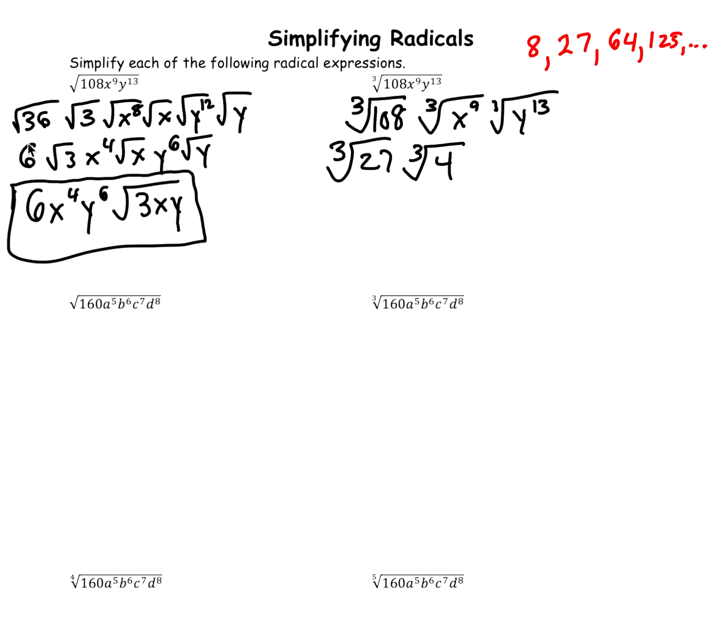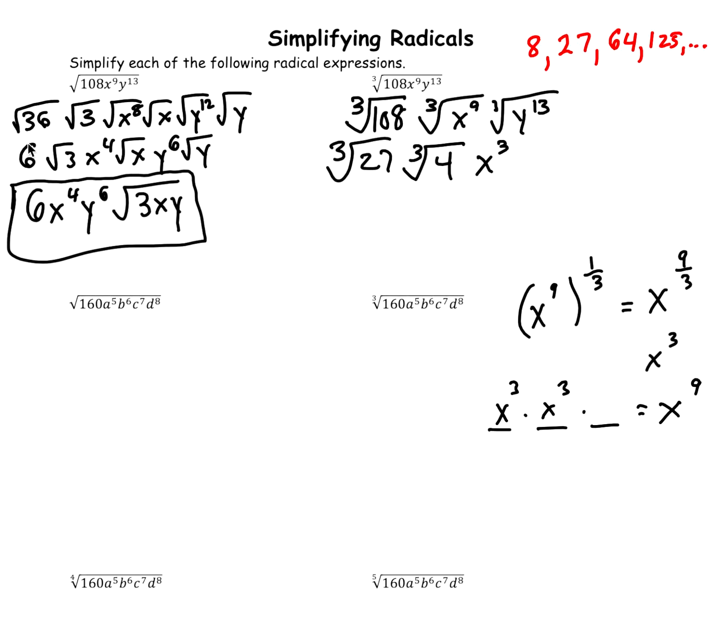And then the cube root of x to the ninth. X to the ninth is actually a perfect cube. Think about it as using our rational exponents: x to the ninth to the 1/3, which would be x to the 9/3, which is x to the third. So that simplifies to x to the third. You could also think of it as x what times what would give you x to the ninth when it's all the same. Well, that would be x to the third times x to the third times x to the third.